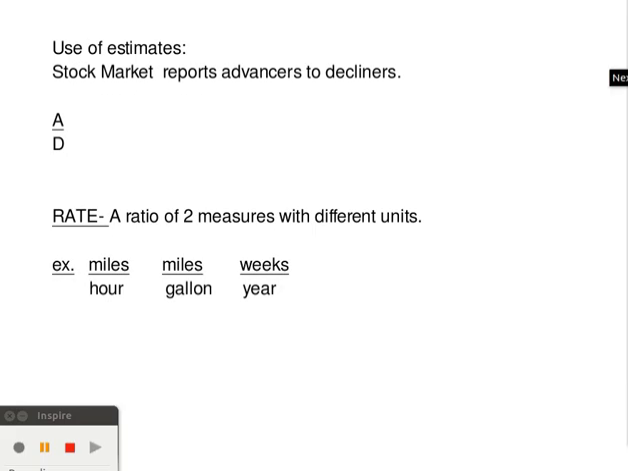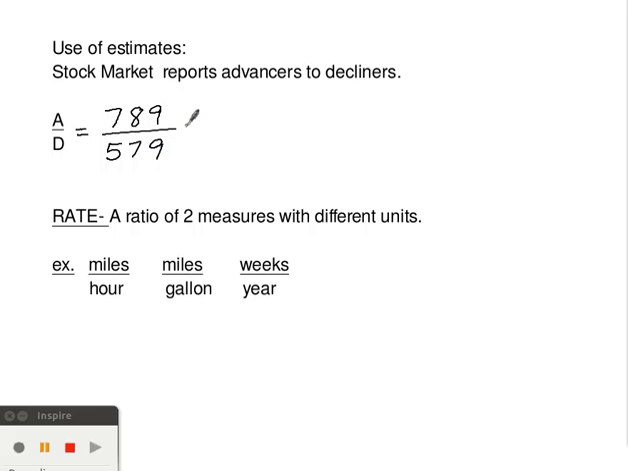Okay, ratios often use estimates, and an example of that would be a stock market report. Well, stock market's not doing very well, but sometimes they talk about advancers to decliners, so that would be the stocks that are good to the stocks that are bad. Suppose you read that the ratio of advancers to decliners was 789 to 579.